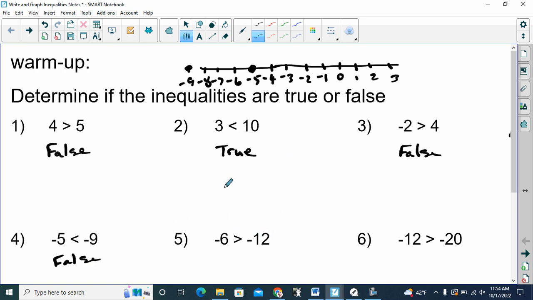-12 is more negative than -6. -12 would be over here somewhere. -6 is right here. -6 is the bigger one, which is what this inequality is saying. This is true. -12 is greater than -20. -20 would be further to the left than -12. This is also a true statement. Again, negative numbers, the more negative they are, the smaller they are.